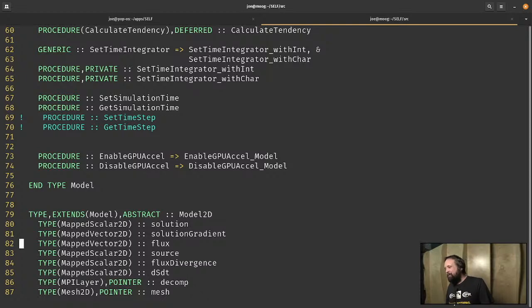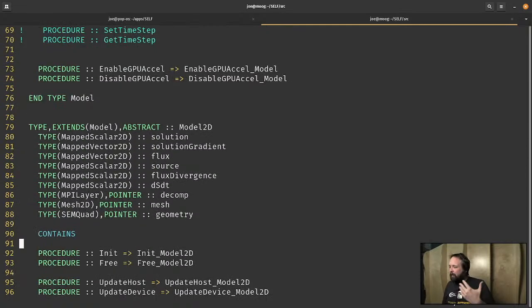Now, I've even gone one step further. I've done type extensions of model to give you a 2D model, a 3D model, a 1D model, with some of the things you might already need. So typically, for conservation laws, you need a solution. If you're doing advection diffusion, for example, you might want to calculate a gradient. We've got flux and source terms. Flux divergence is something we want to fill in. And again, this tendency, the dsdt that we calculate, those are all there for you.